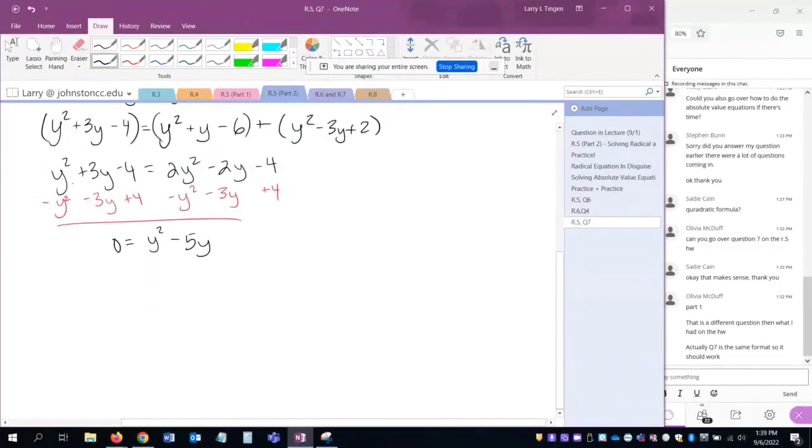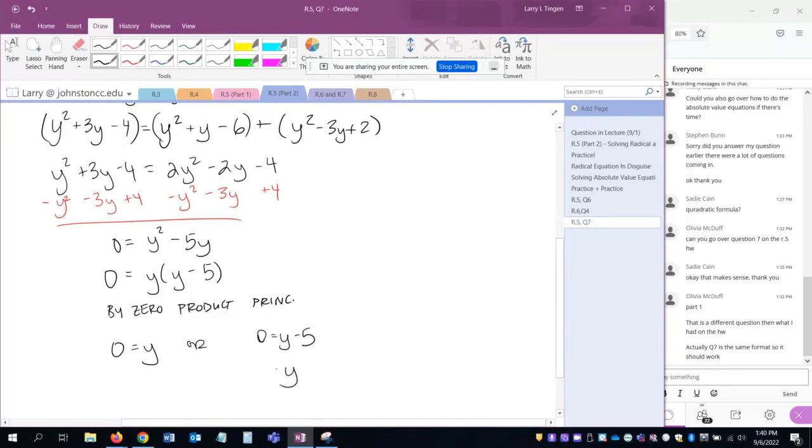Love it. Because what have I got now? I don't have a constant term, but on the right-hand side, I have a second degree term and a first degree term for y. They have a common factor of y. Right? And then by the zero product principle, I know that if two things multiply to give me 0, either y is 0 or y minus 5 is 0, which means y is 0 or y is 5.